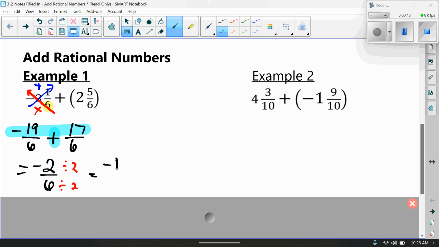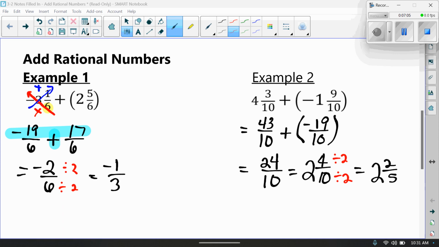Right. So this is going to give us a negative, don't forget your sign, negative 1/3. All right, take 2 minutes and then do this next problem with your table partners. Okay? Don't forget to change those mixed numbers to improper fractions, and then follow the rules for integers.